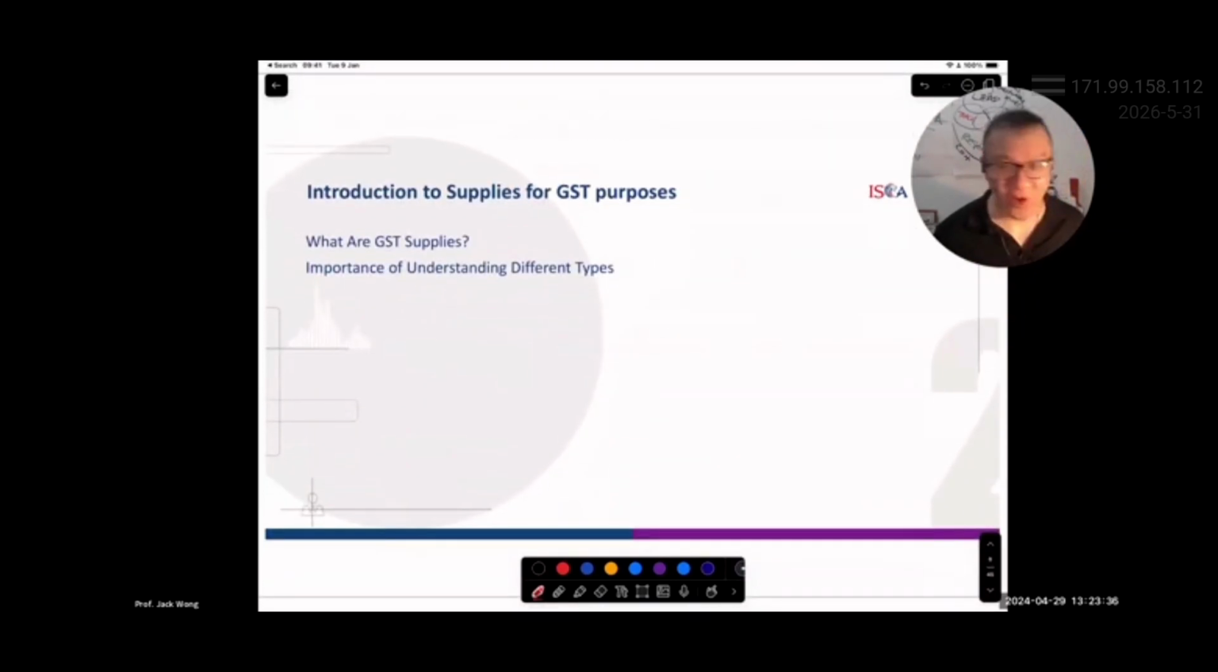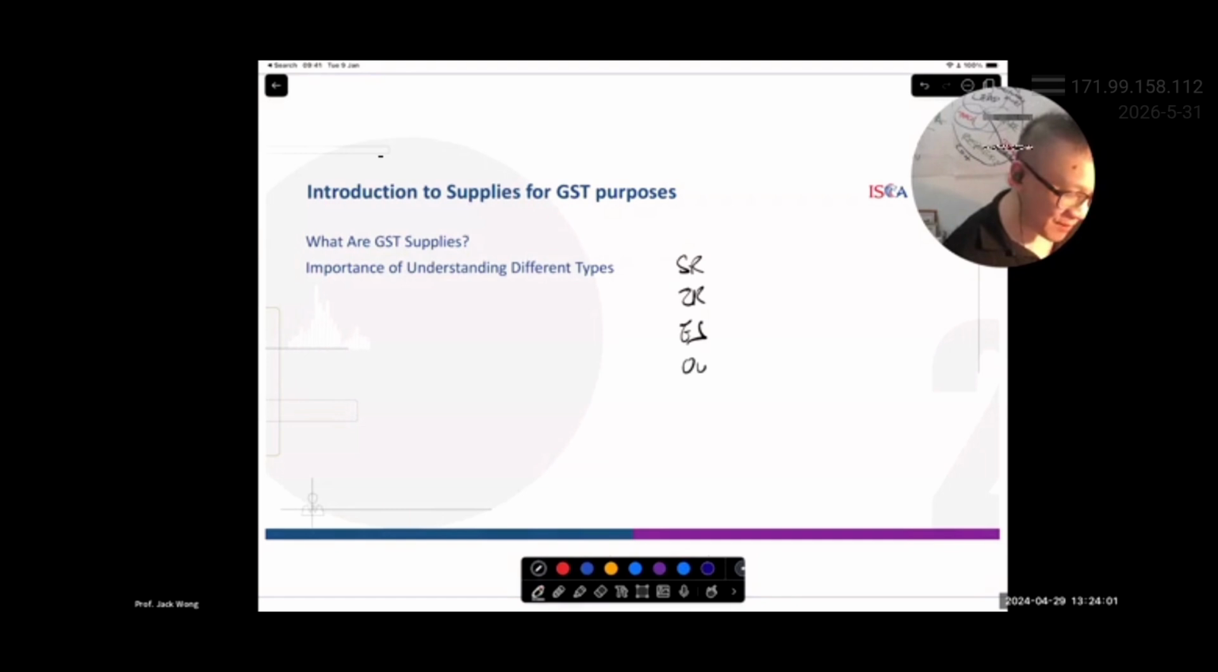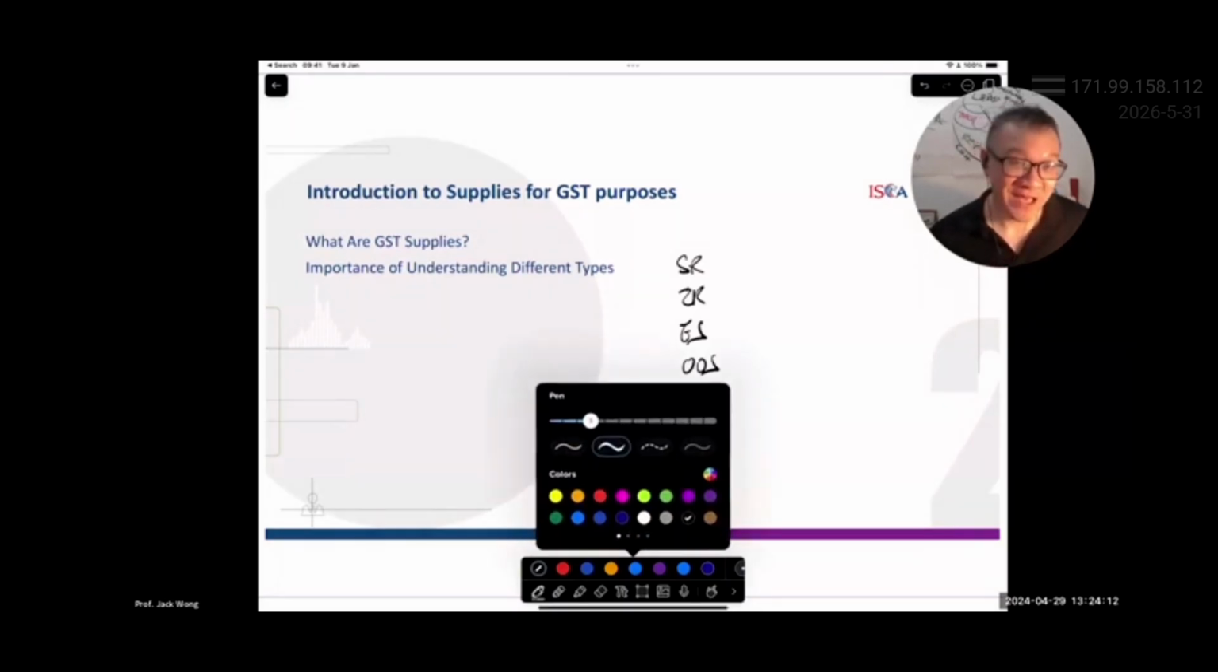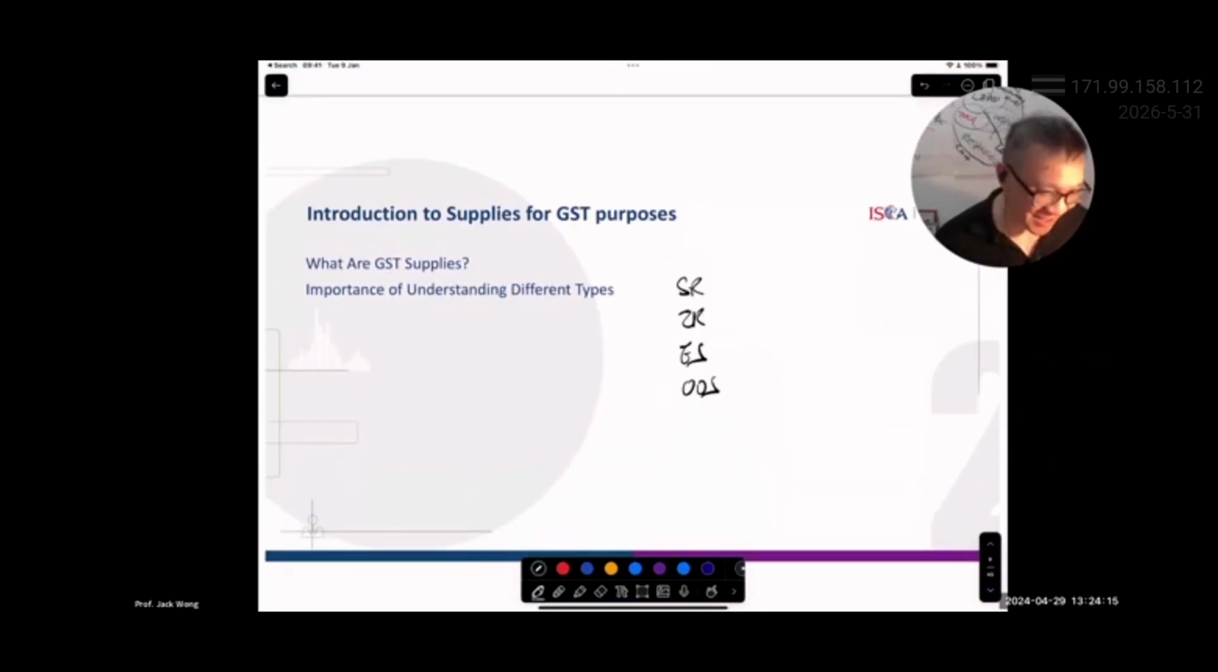Now, the next question is, what is the importance of understanding different types of supply? So the question is, why is that important? Well, the answer is very simple. Number one, if you know that there are different types of supply, like what we're going to talk about in this presentation, would be standard rated supply, zero rated supply, exempt supply, and also out of scope supply. You've got to know the different types of supplies, because at the end of the day, when it comes to filing of the GST return, you need to put the right number in the right boxes, or else that means what? That means incorrect filing of GST return.